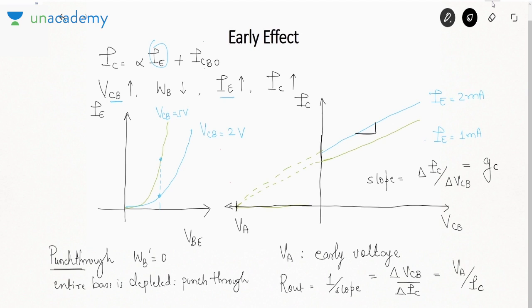So punch through is a condition in which we have increased the reverse bias voltage to such an extent that the entire base region becomes depleted. So we have to make sure that the width of the base is sufficient that punch through does not occur. Punch through is never desirable.